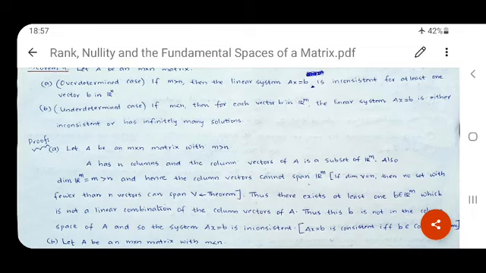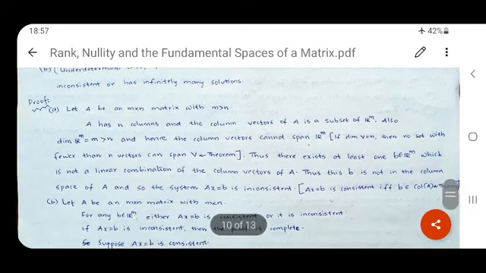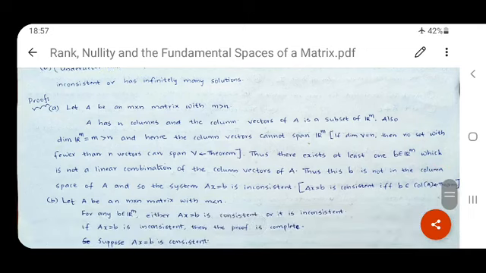We have already studied a theorem which says that a set with fewer vectors than the dimension of the space cannot span the space. Thus there exists at least one vector b in Rm which is not a linear combination of the column vectors of A. Since they do not span Rm, there will be a vector which is not a linear combination of these vectors.